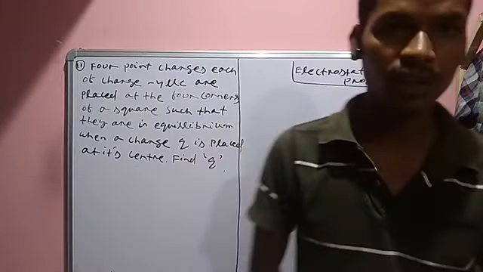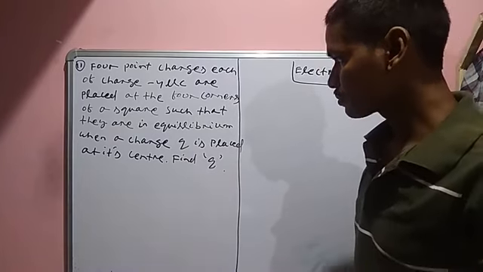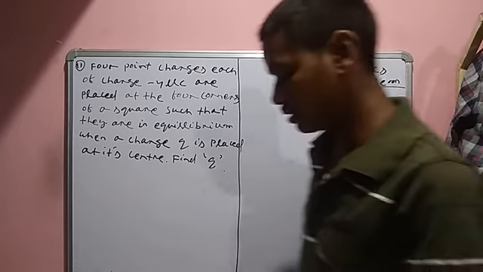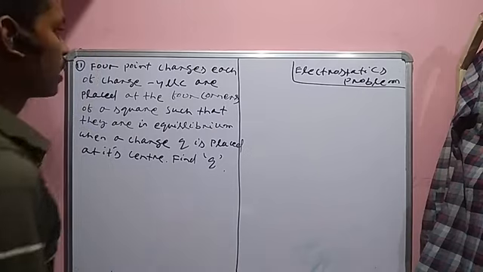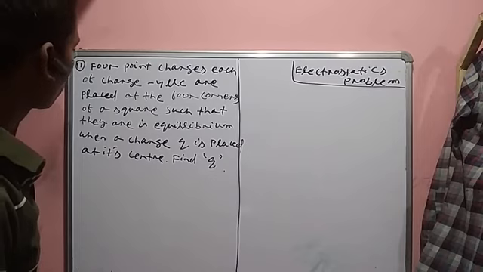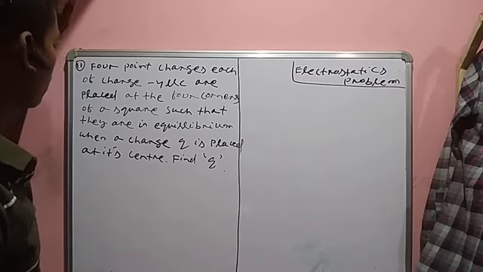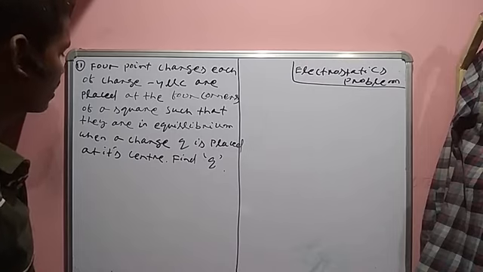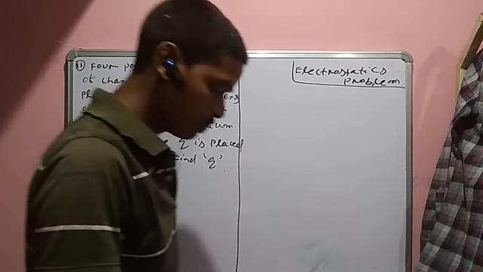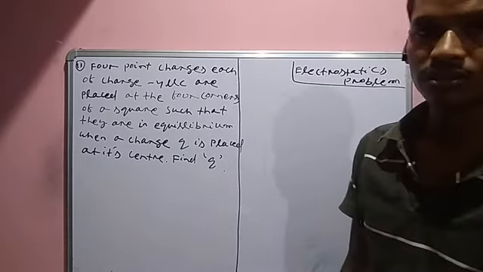Today I am going to discuss the doubt question, the 11 number question. Four point charges, each of charge minus 4 microcoulomb, are placed at the four corners of a square such that they are in equilibrium when a charge q is placed at its center. Find q.